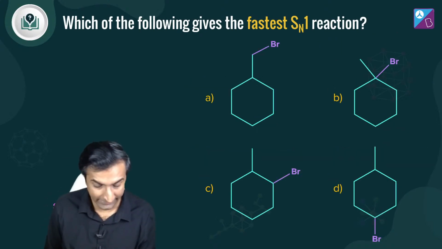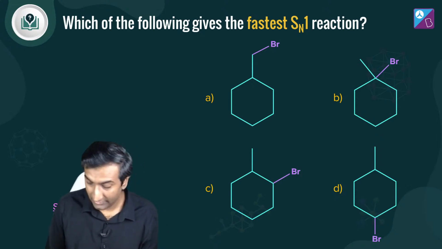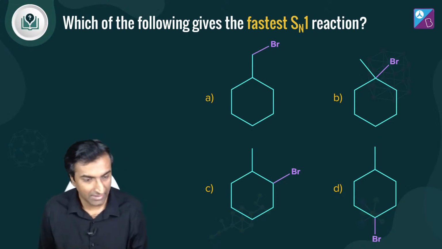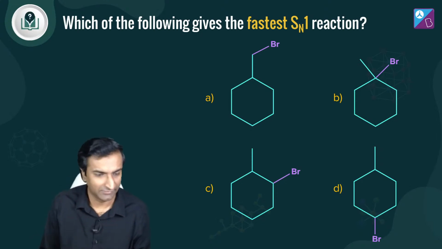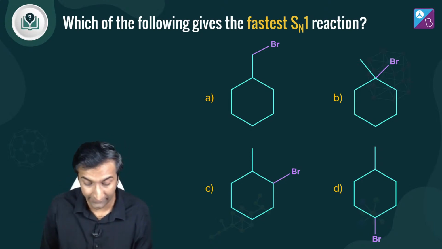Let's look at one more. Mayuk, yes, absolutely right. Which of the following gives the fastest SN1 reaction? Madhu, absolutely right. How about this one? What happens here? Yeah, Manpreet, absolutely right. I'm going quickly over this because these are all very basic things. And if you want me to slow down or repeat anything, let me know. Tanu and Afreen, absolutely right. D is the right answer.